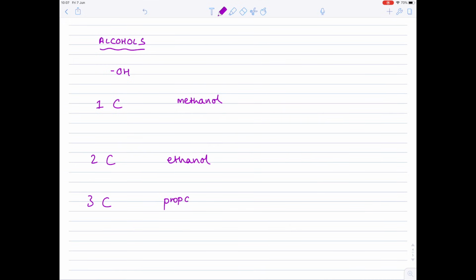peanut, propanol. When it comes to drawing their displayed formula, make sure you have that functional group and then complete by remembering that each carbon atom forms 4 bonds.